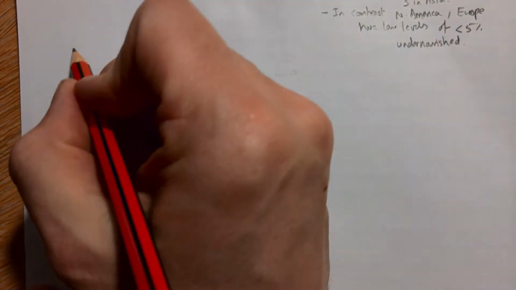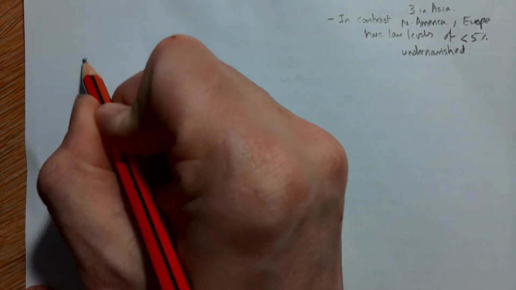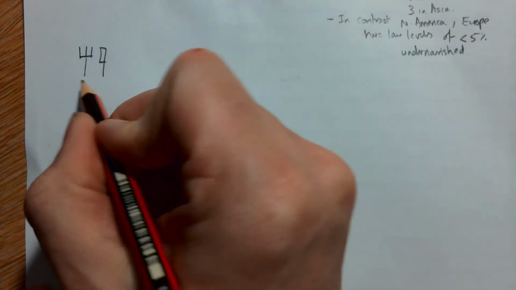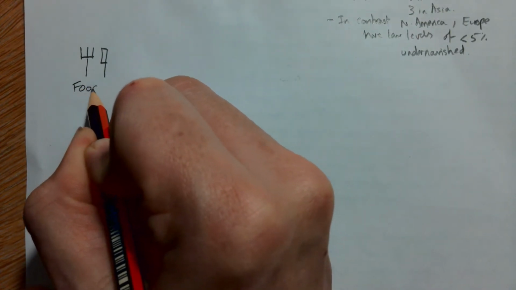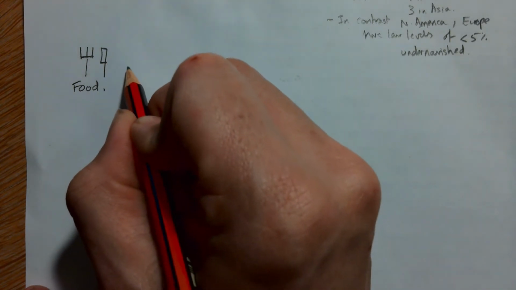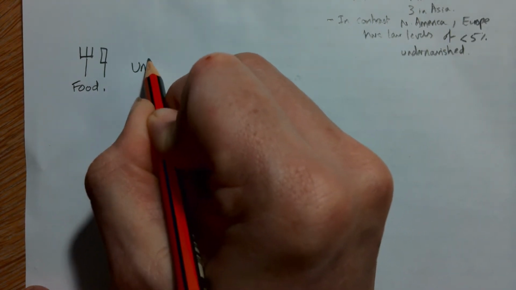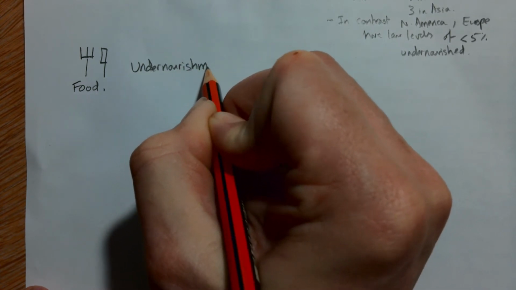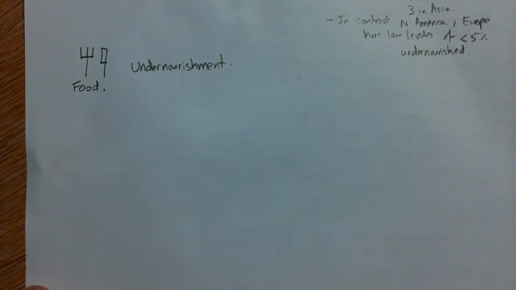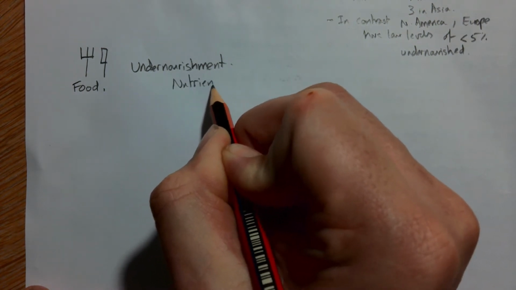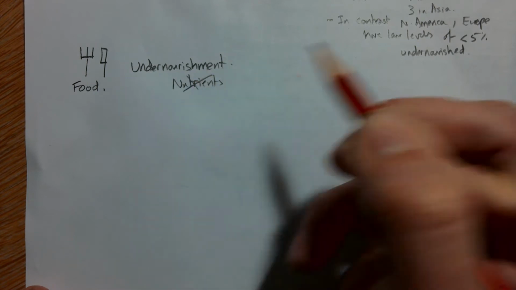Let's have a look at food in a little bit more detail. So, what are the problems of not having enough food? Ultimately, if there is not enough food, it leads to the problem of undernourishment. And this is where people don't have enough nutrients to stay healthy.